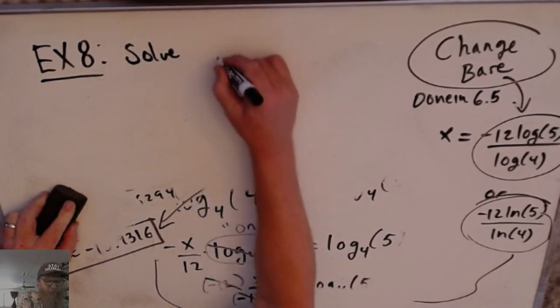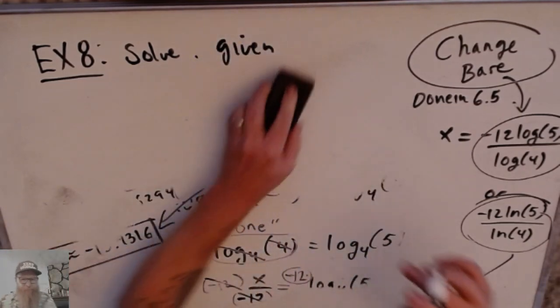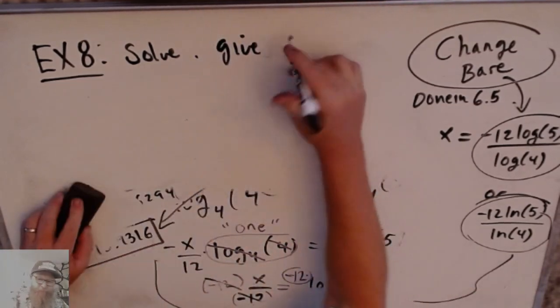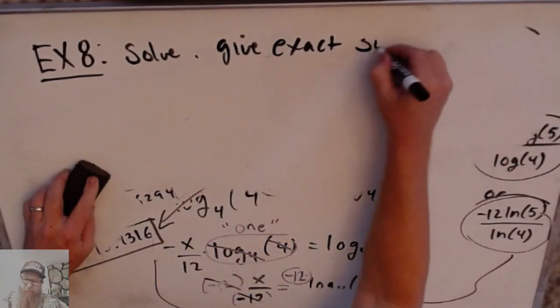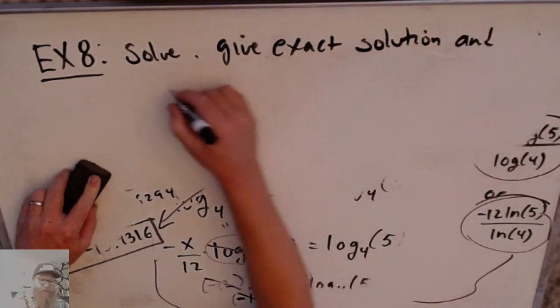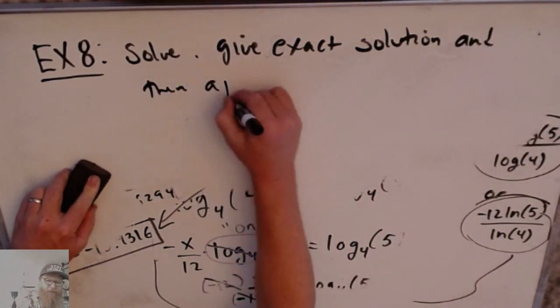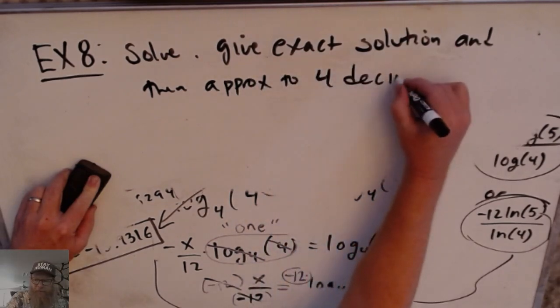Solve. Give the exact answer. And then approximate to 4 decimal places.